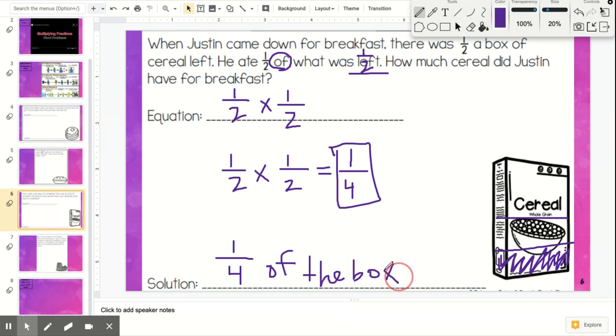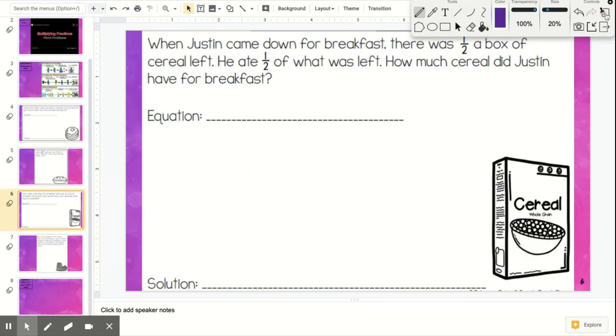So if you look at my picture, you can kind of see if I would have split this into 4 equal parts, 1, 2, 3, 4, you can tell that this is what he ate, and that's 1/4 of the whole box. Okay, let's go to the next one.